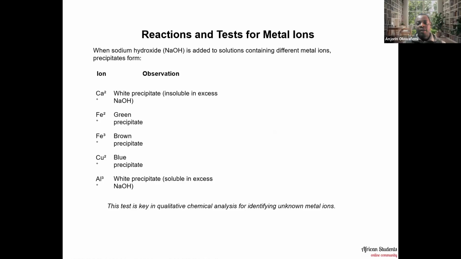For iron(II), a green precipitate is formed with sodium hydroxide. For iron(III), a brown precipitate; for copper(II), a blue precipitate; and for aluminium(III), a white precipitate which is soluble in excess sodium hydroxide is formed. This test is key in qualitative chemical analysis for identifying unknown metals and metal ions.